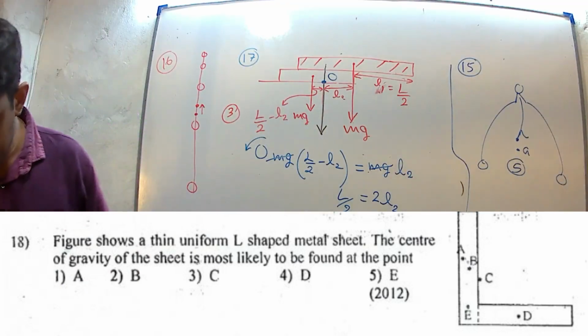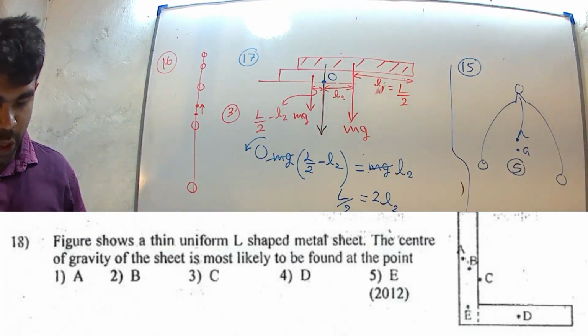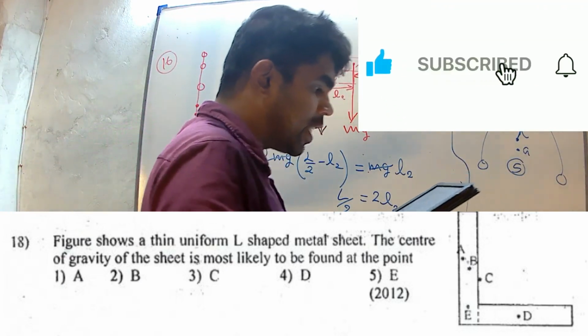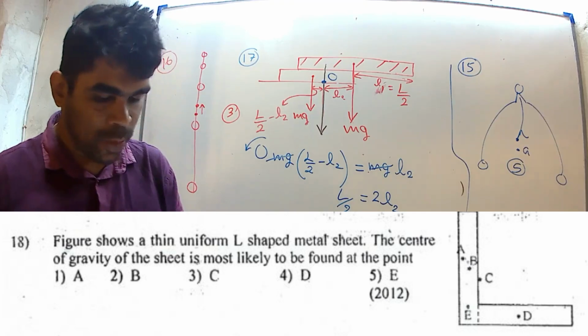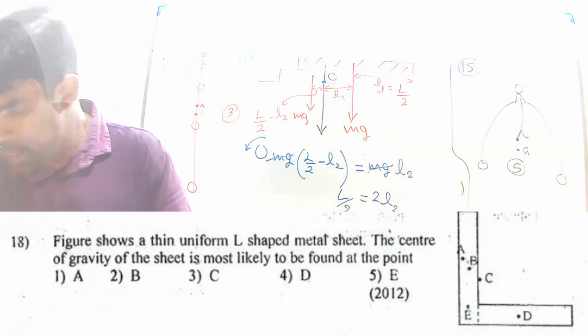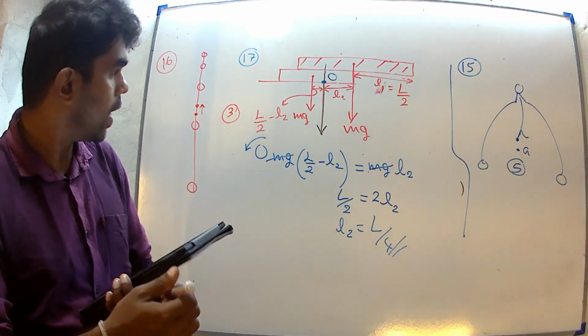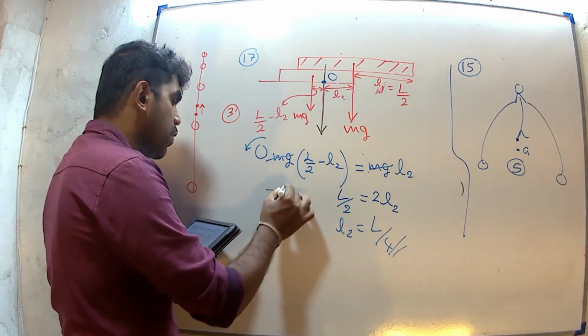Then question number 18. Figure shows a thin uniform L-shaped metal sheet. The center of gravity of the sheet is most likely to be found at point. The correct answer is 1 for question number 17.